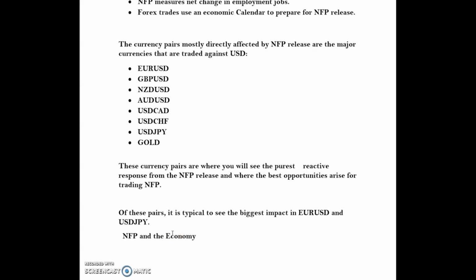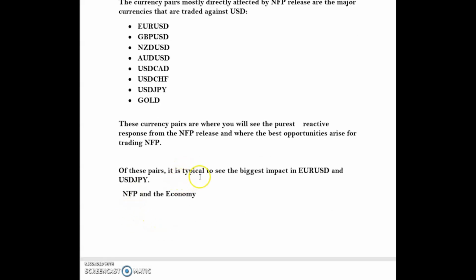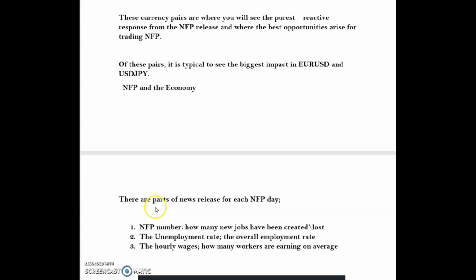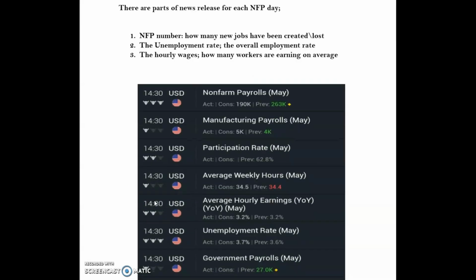So let's get right into it. Of these pairs, the biggest impact is seen in EUR/USD and USD/JPY. The book goes on to explain what you'll be seeing when the news has been released. You can pause the video and read this so that you understand, but maybe let's go through it together.